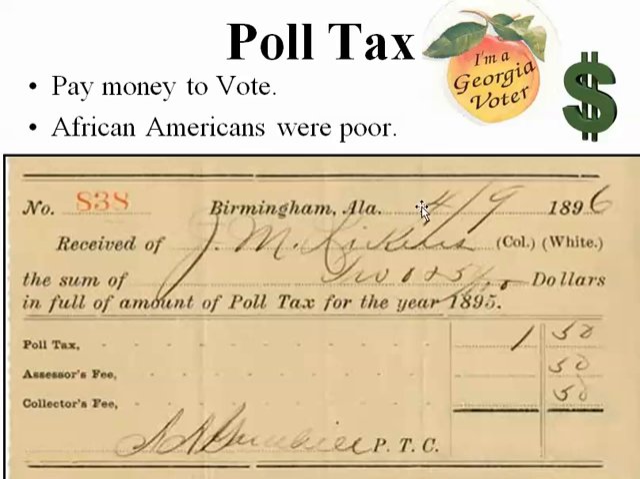And I got this from Birmingham, Alabama. Here's a receipt from a poll tax in 1896, where someone voted and had to pay $1.50 for the poll tax, and then for an assessor's fee 50 cents, a collector's fee 50 cents. So $2.50 just to vote in 1896. This is a poll tax receipt. So this is a way to keep African Americans who had just received the vote in the 15th Amendment from voting. If they didn't have the money, they couldn't vote, or maybe they wouldn't vote because they wanted to spend the money on something else.